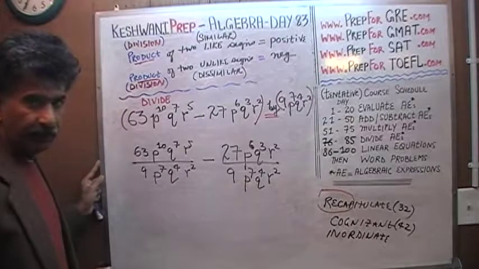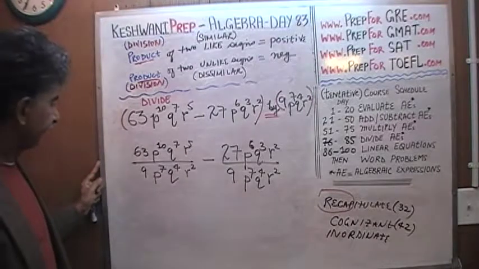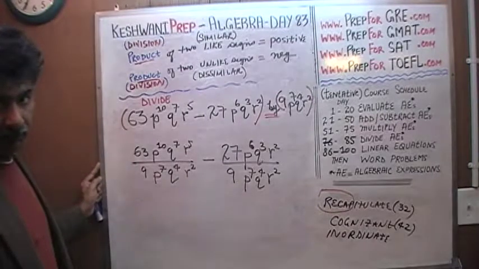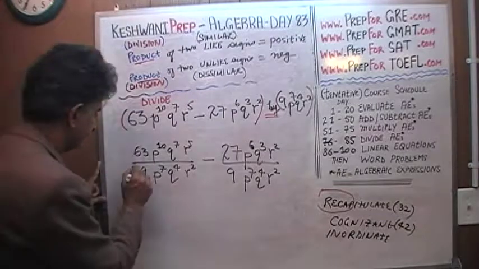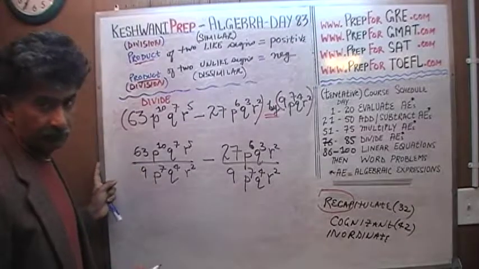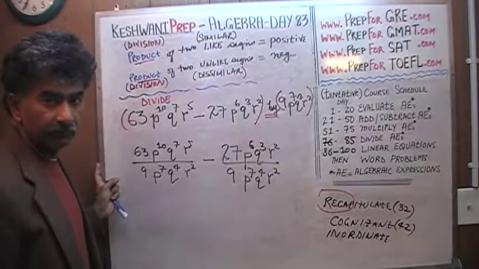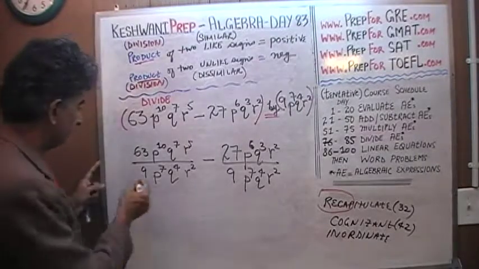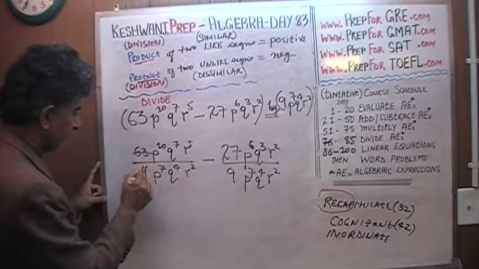63 divided by 9, well, how many 9s in 63? 7, I believe, because 7 9s are 63. Because I know that 7 10s are 70. If you take away 1 7, that's 63. So 9 7s are 63.